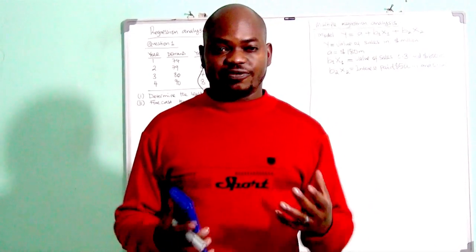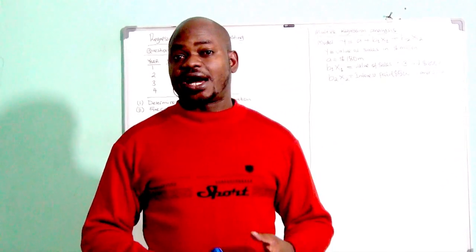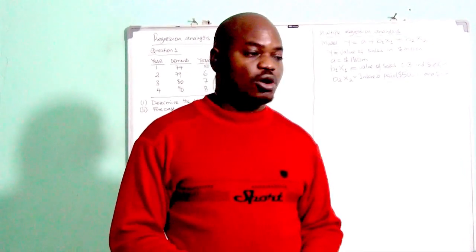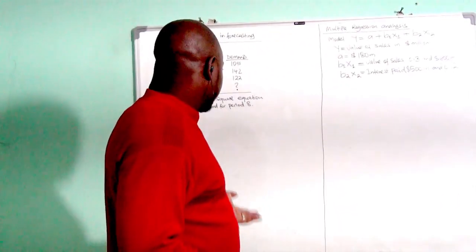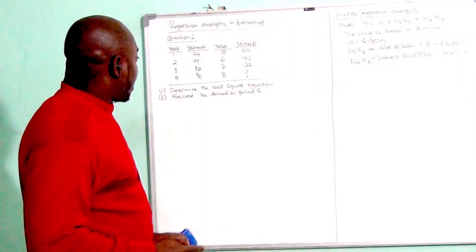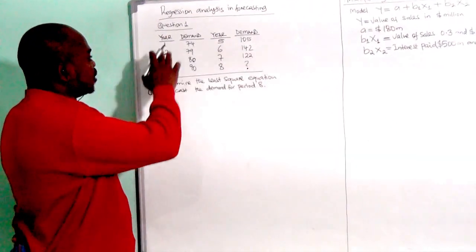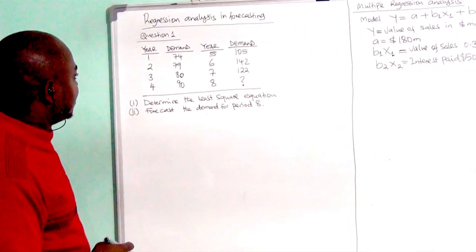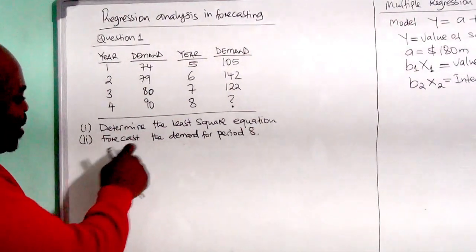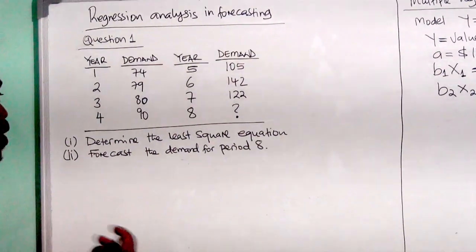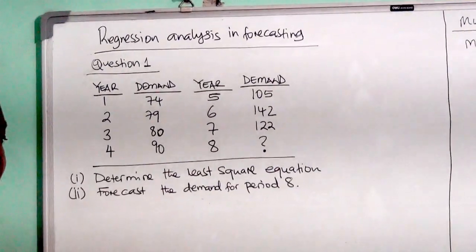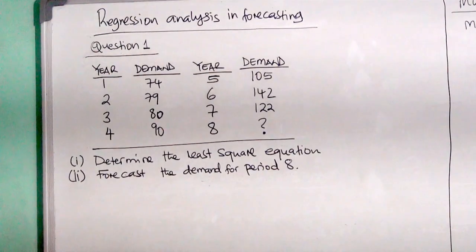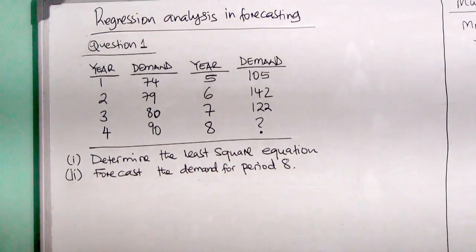analysis, where we need to develop the regression equation, or what is actually said to be the least squares equation or least squares line. So here I have a regression equation scenario where we have the year and the demand, and then the examiner asks us to determine the least squares equation or the regression equation, as the case would be. And then secondly, the examiner would ask us to predict for period 8 or whatever period he wants us to predict. So we'll be looking at two variables in this instance.